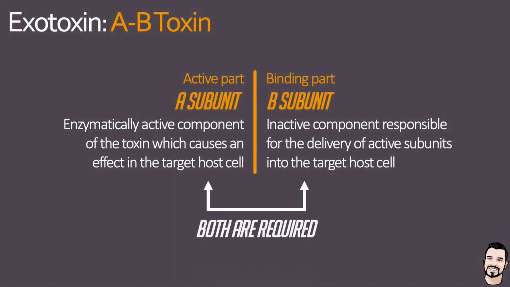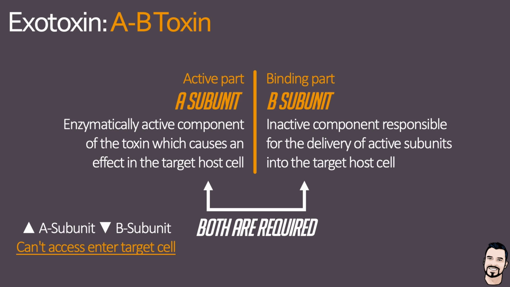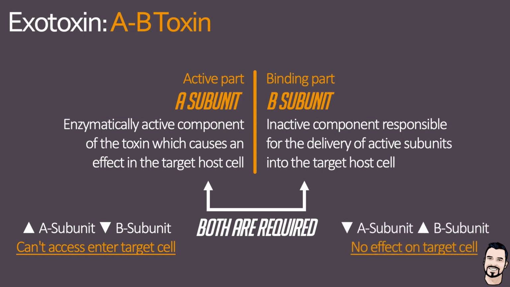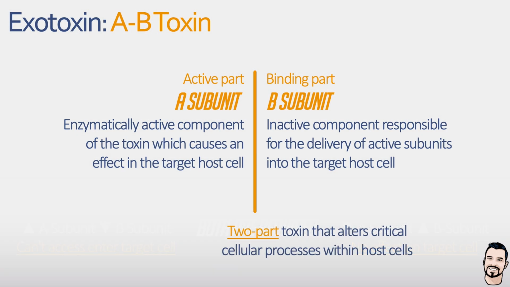And so an important aspect of AB toxins is that both are required. If a cell were to only produce the A subunit, then the toxic effector protein would have no mechanism to get into the target cell, essentially rendering it useless. On the flip side, if a cell were to only produce the B subunit, then the binding protein would associate with the host cell receptors, but they wouldn't have an effector protein to deliver into the host cell, again rendering it useless.